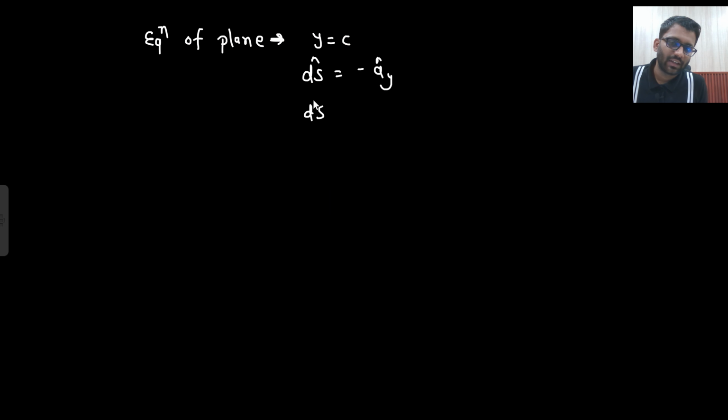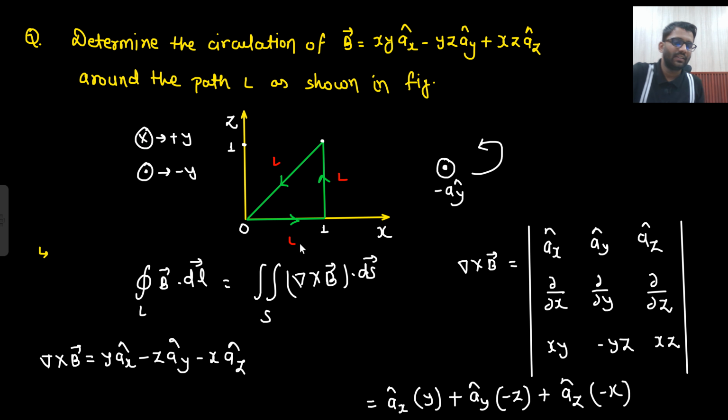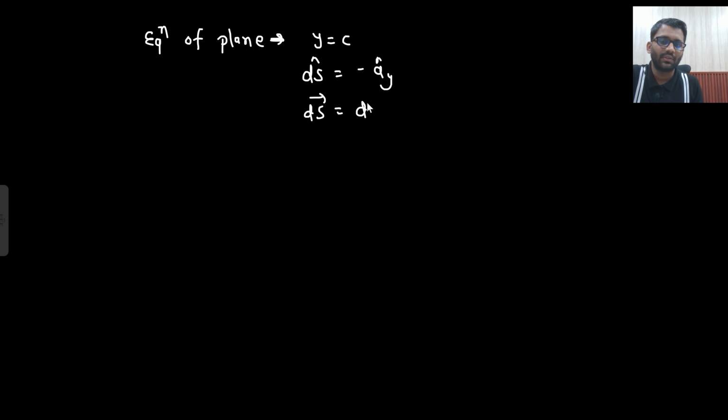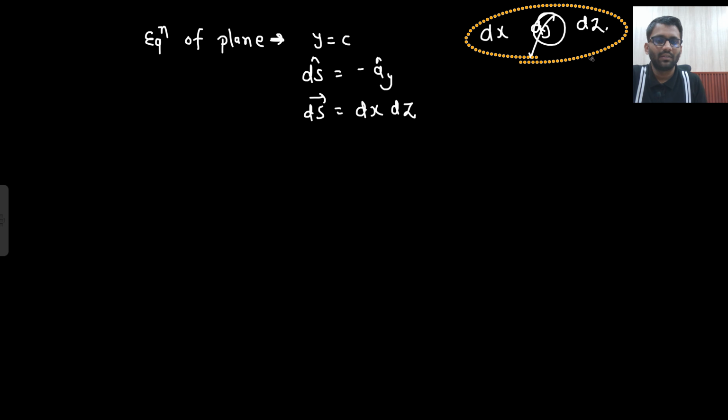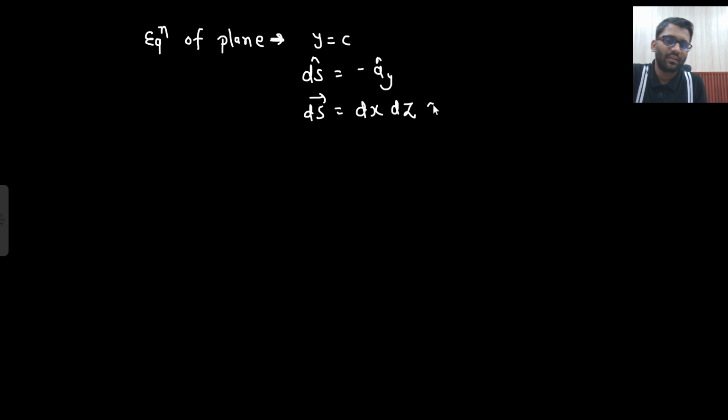And what will be your surface area? So here basically x and z are changing. On this surface x and z are changing. So dx dz, or you can think about this as well, dx ax cap plus dy ay cap plus dz az cap. So ay I will drop, then dx into dz ay cap, and minus sign will be there.